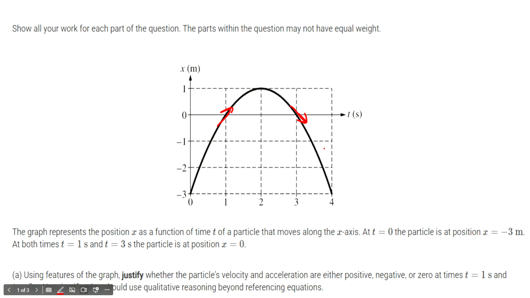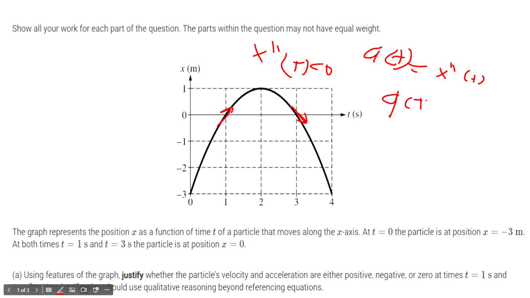Now for the domain of x from 0 to 4, we see that it is concave down, which means that x double prime of t is less than 0, and because a of t is equal to x double prime of t, a of t will be less than 0. That is for both t equals 1 second and t equals 3 seconds.